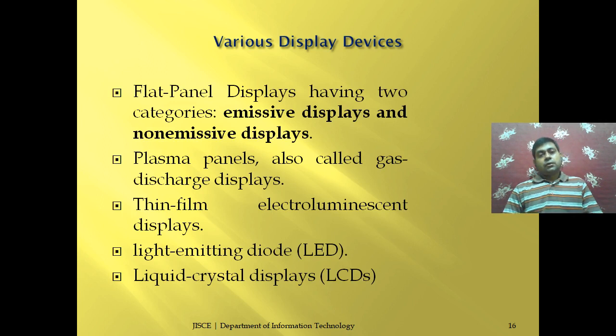Okay, so after raster scan and random scan, now we'll also talk about various display devices like flat panel displays, having two categories: emissive displays and non-emissive. Emissive, we can say flat panel emissive LED display, or non-emissive like LCDs. So here the electrical signals are converted into some light, and that causes the image to be displayed.